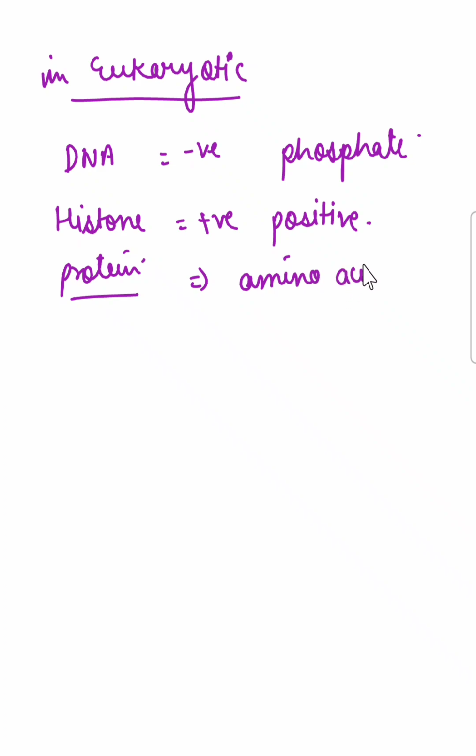Because it is a protein, the smallest unit of a protein is the amino acid. Definitely our histone protein is also made up of amino acids, and the names of the amino acids, students, are important. You have to mark them, underline them, and write them in the note box, that these are made up of basic amino acids, and the names of those basic amino acids are lysine and arginine.